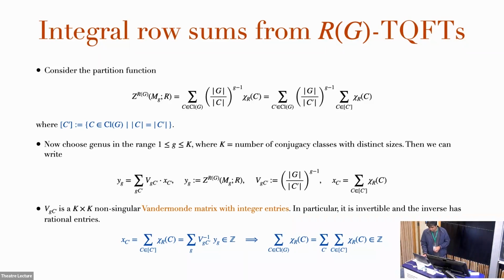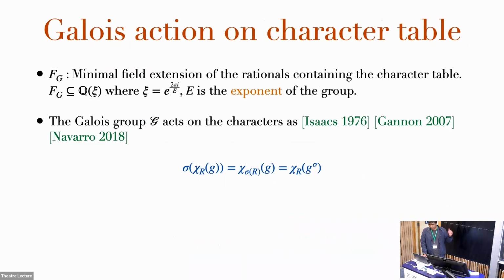Okay, so let's look at the Galois action on the character table. Given the character table of a group, we can consider the minimal field that contains all the elements of the character table. That field is contained in the cyclotomic field defined by the exponent of the group; the minimal field is often a subfield of the cyclotomic field. And we can act with the Galois group of that field on the characters. This action, sigma acting on chi_R(g), can be seen as a permutation of the irreducible representations.